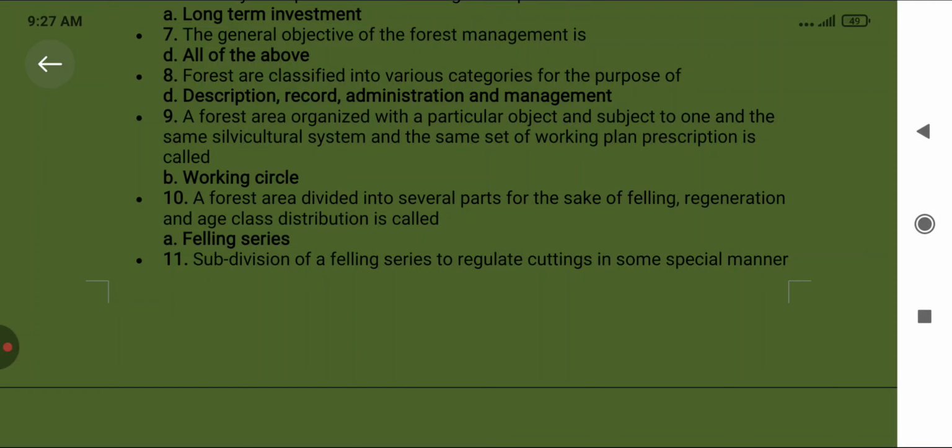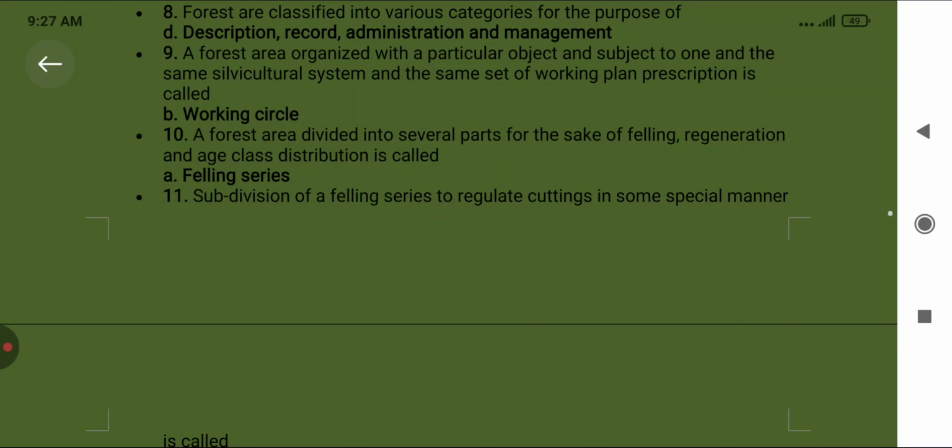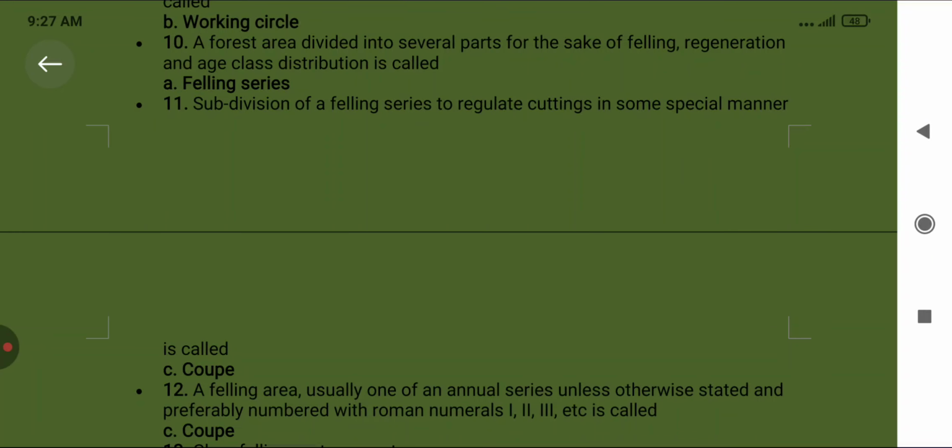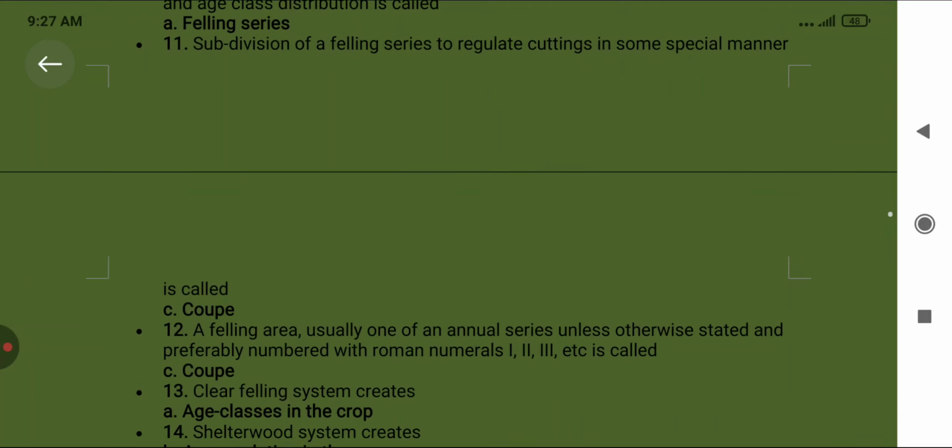Forests are classified into various categories for the purpose of description, record, administration, and management. A forest area organized with a particular object and subject to one and the same silvicultural system and the same set of working plan prescriptions is called a working circle. A forest area divided into several parts for the sake of felling, regeneration, and age class distribution is called a felling series.